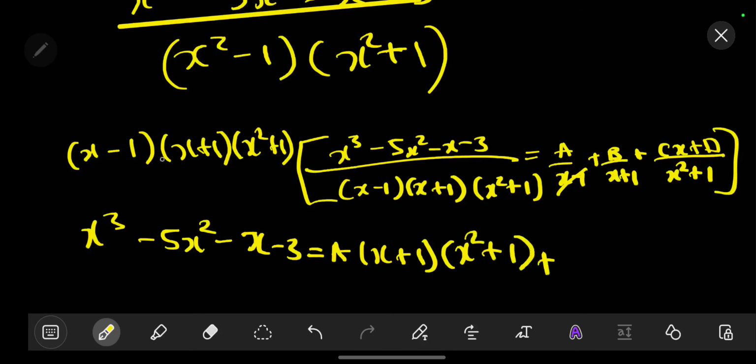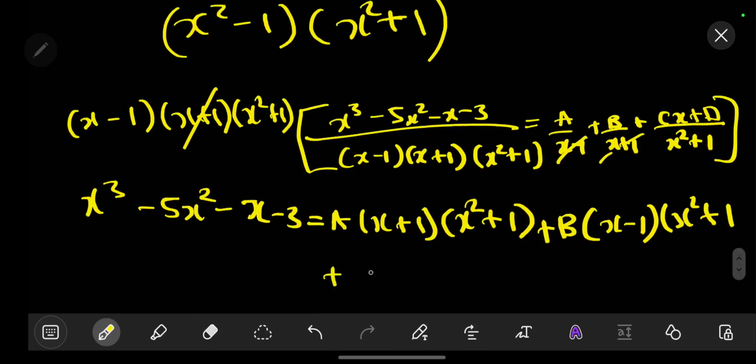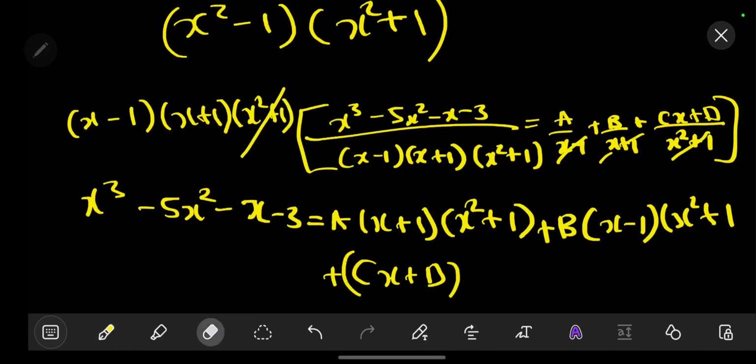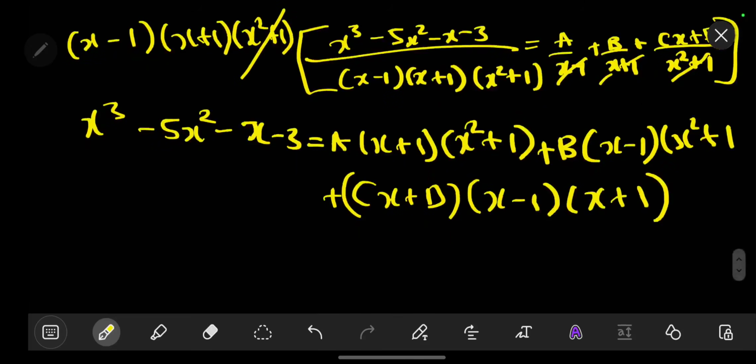Then we are going to have b, this and this cancel, so we have b times x minus 1. Then we are remaining with x squared plus 1, like that. Then we have plus c, in fact it's cx plus d, multiplying with whatever will remain, so we just cancel this, and we are going to remain with x minus 1. Then we have x plus 1 as the remaining factors.